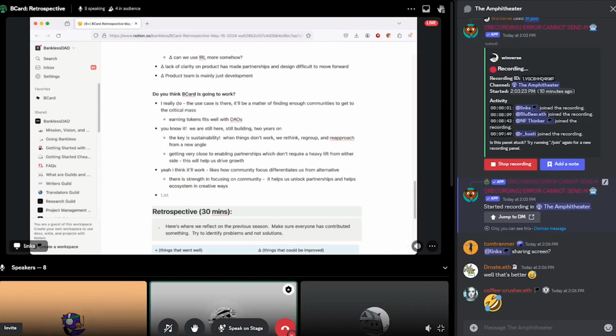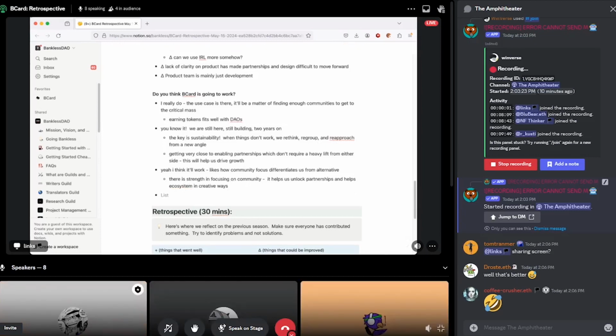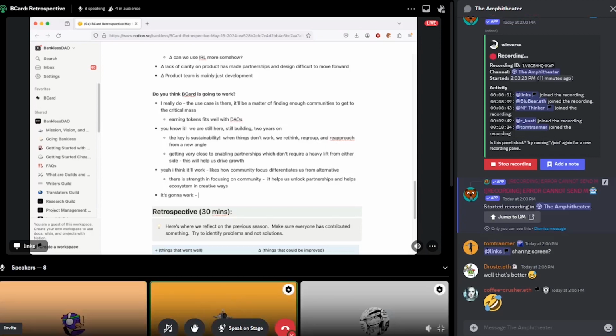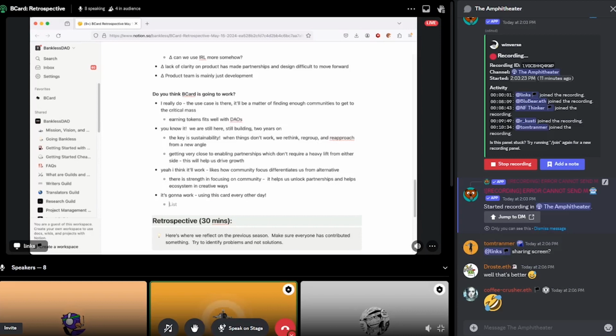Nice. And Tom, what about you? I think it's going to work because I'm using this card pretty much every other day, and I just sent some money via Stripe to my card, so hopefully it is going to work. But long term, I think that for sure it's going to work because if it isn't working, we will continue working to make it work. So I'm looking forward to it.